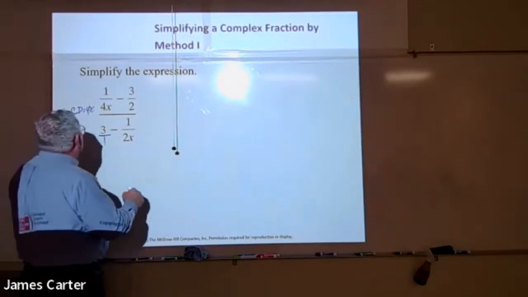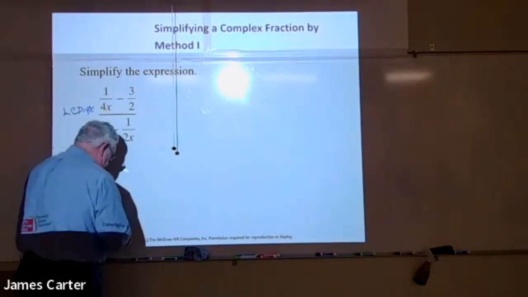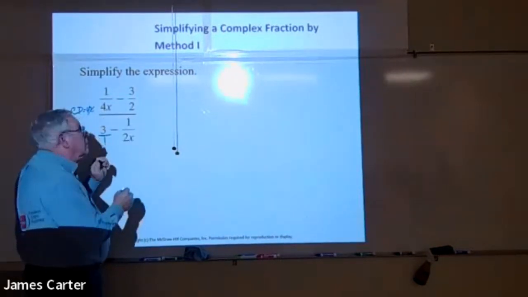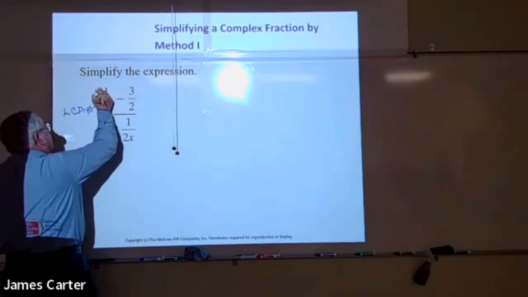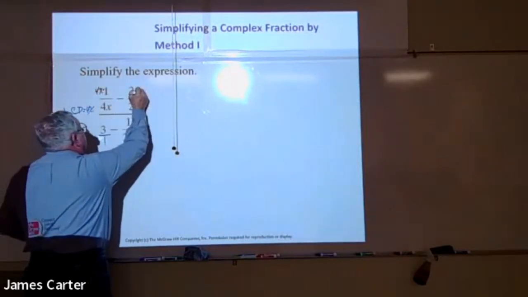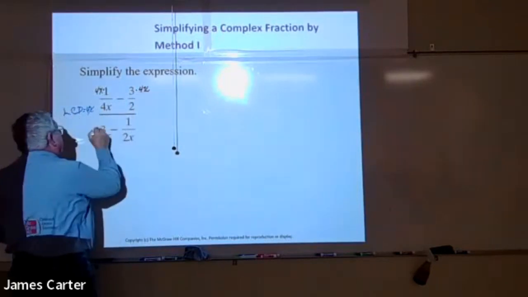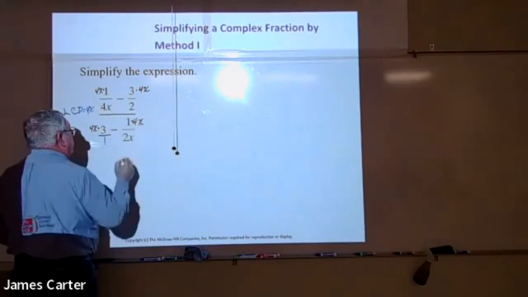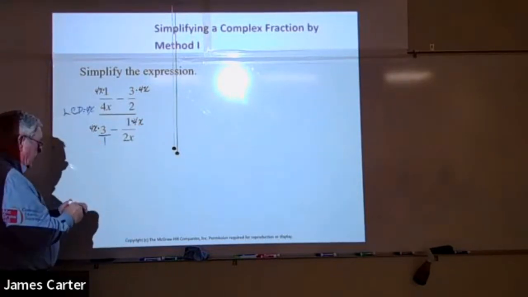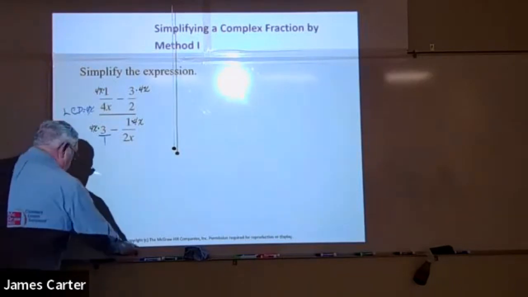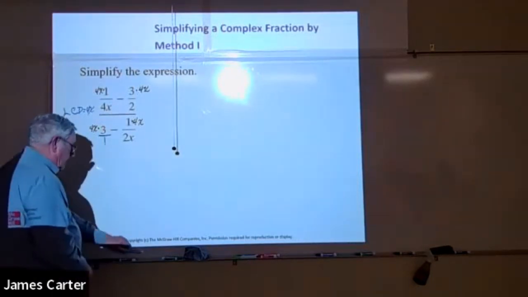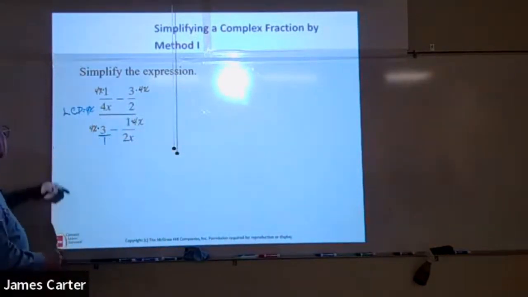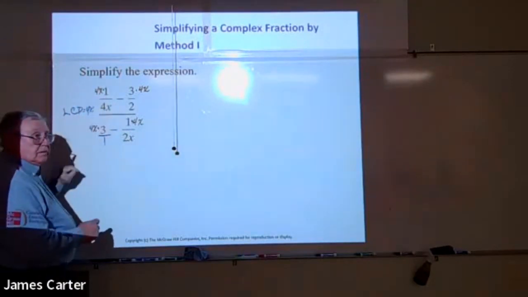My second step was to take this common denominator and multiply it times every numerator. 4x, 4x, 4x, 4x. Okay, that was my second step. My third step was cancel anything you can within each individual fraction.